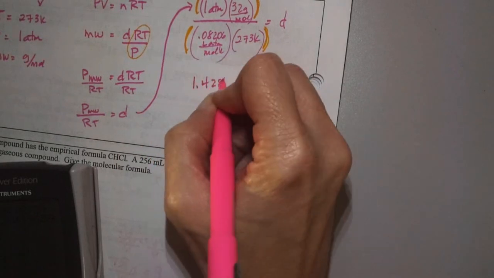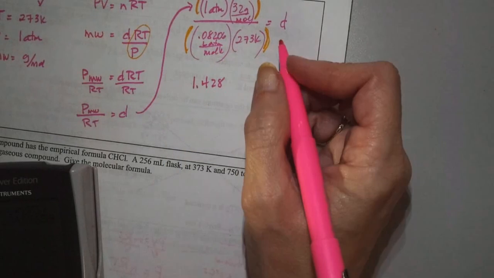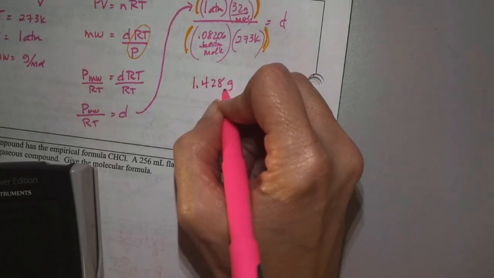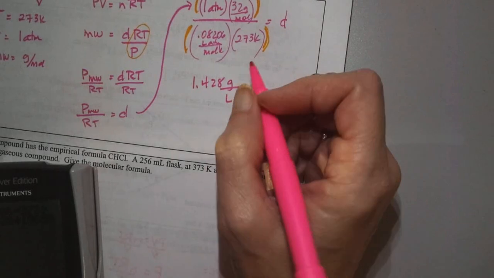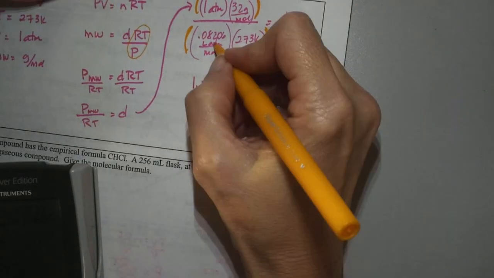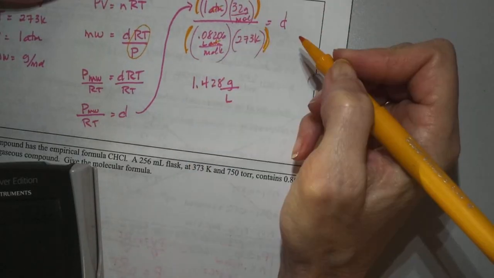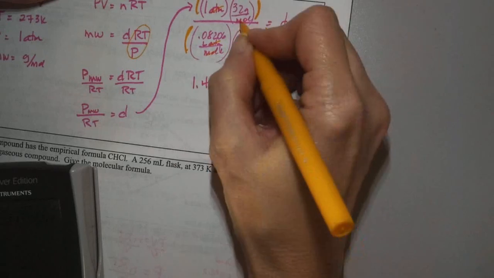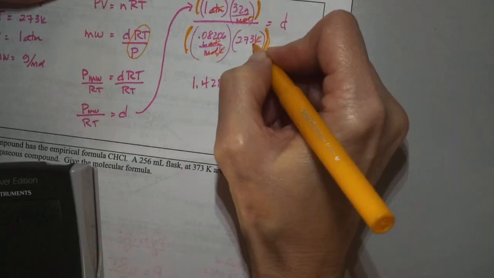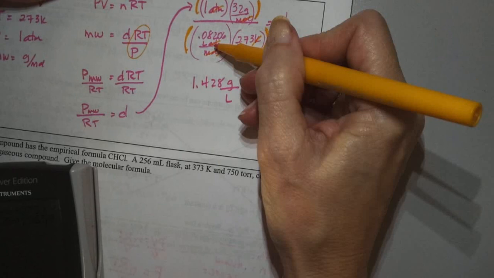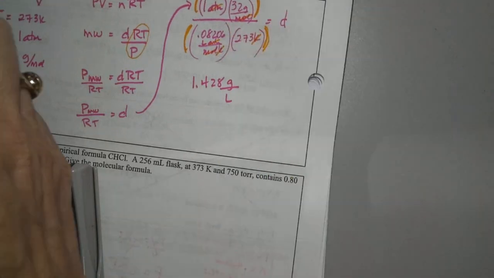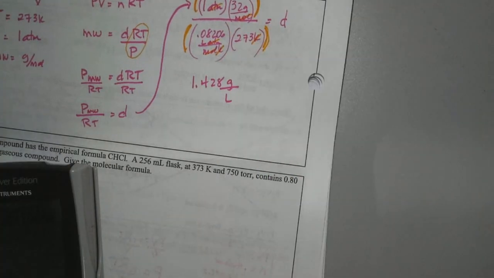Now look at this. Atmosphere, they cancel. Moles cancel. K canceled. So we have gram on top, we have liters on bottom. So grams per liter. Okay, once you've written that down, go ahead and take a break. And I'll stop this video and make it a shorter one.